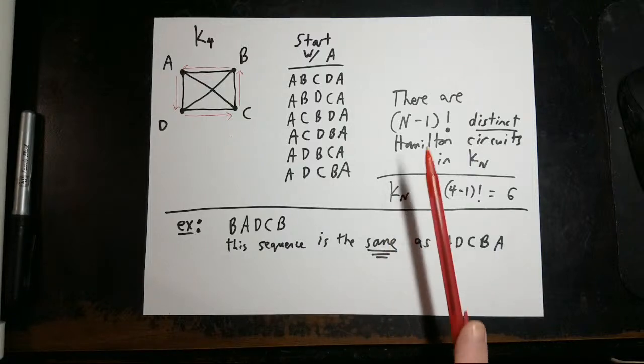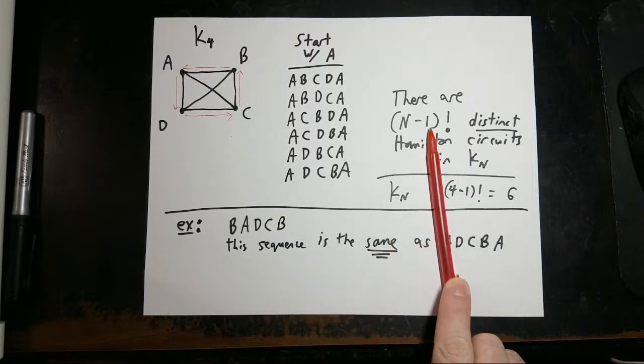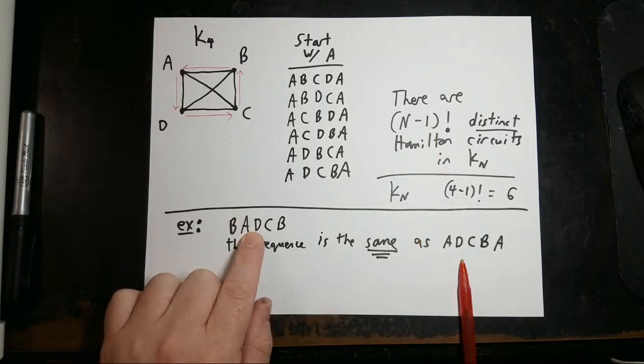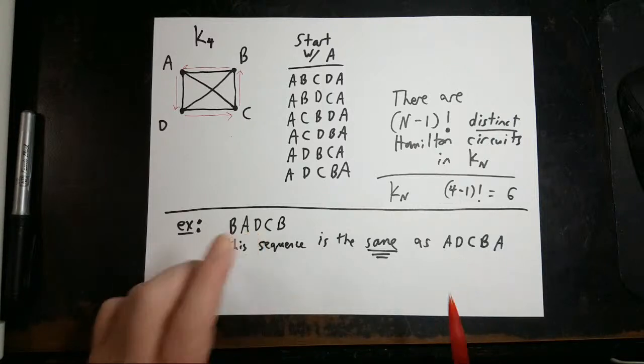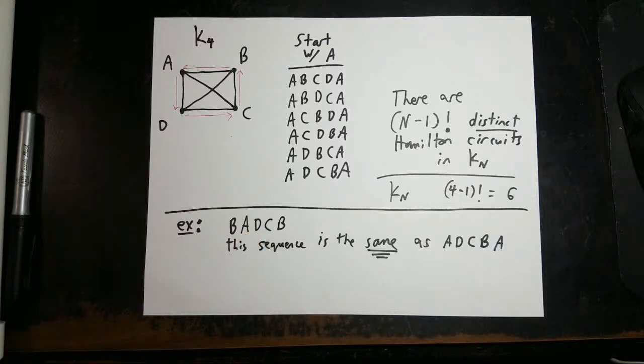That's why this definition fits. There are n minus 1 factorial distinct Hamilton circuits. Since these are the same, they are not distinct from each other. That, again, will come into play a little bit later.